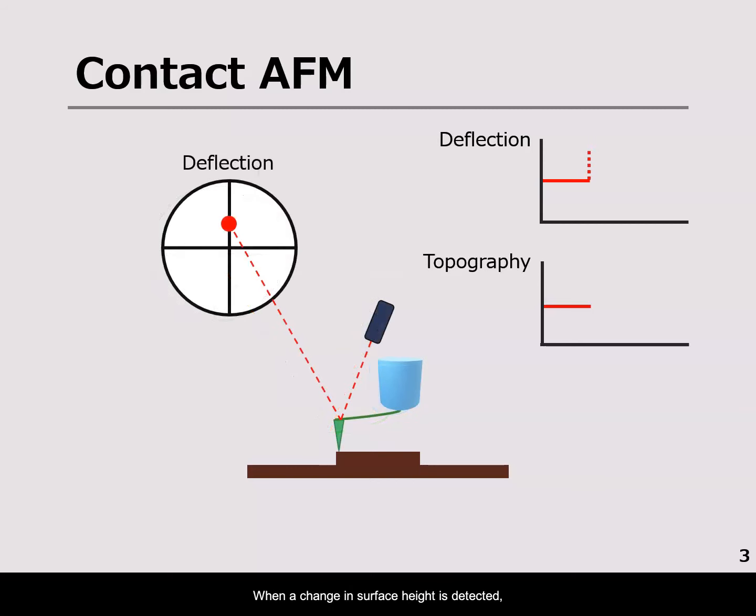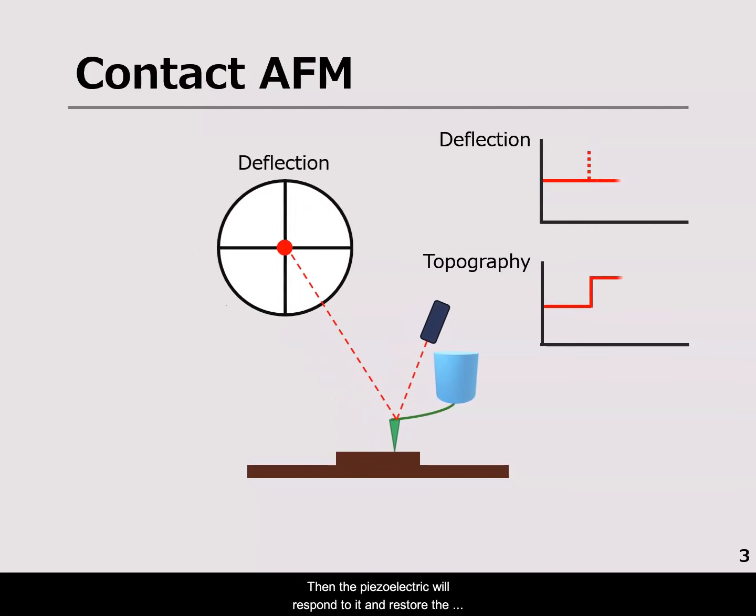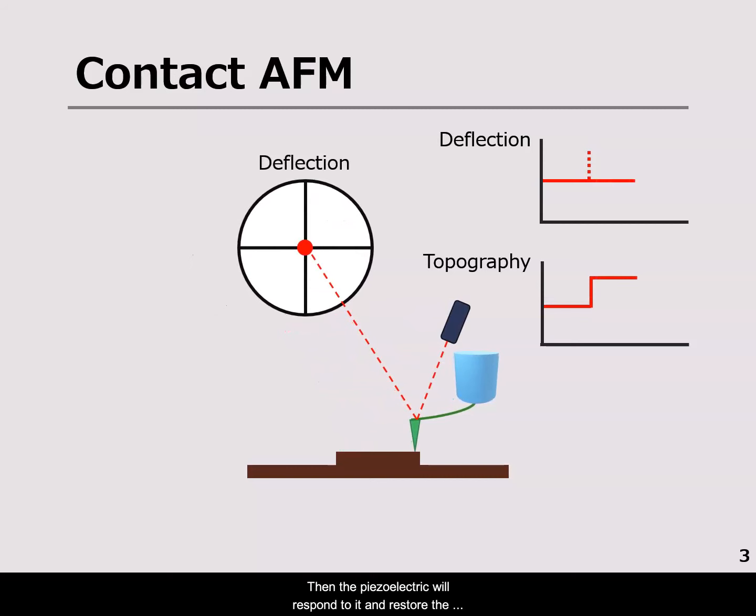When a change in surface height is detected, the cantilever deflection will change, and so will the position where the laser beam is reflected into the detector. Then the piezoelectric will respond to it and restore the original deflection of the cantilever. Based on how much the piezoelectric responds, the surface morphology is being measured.